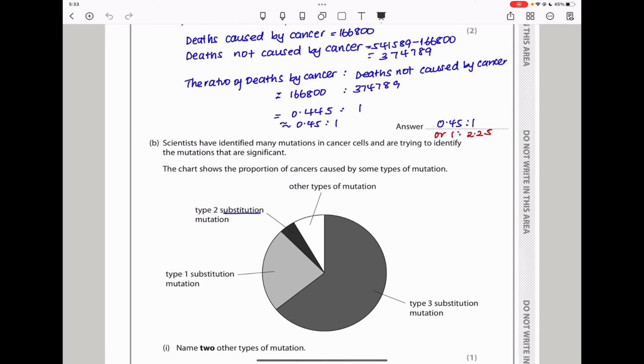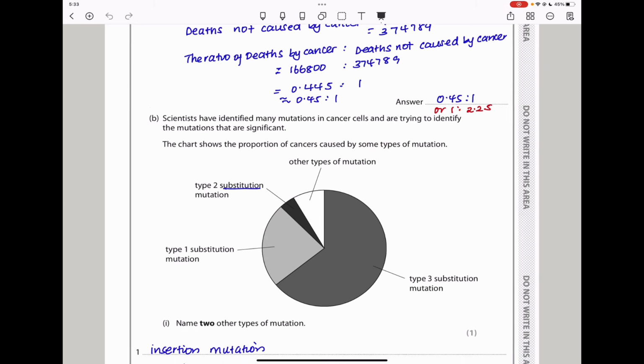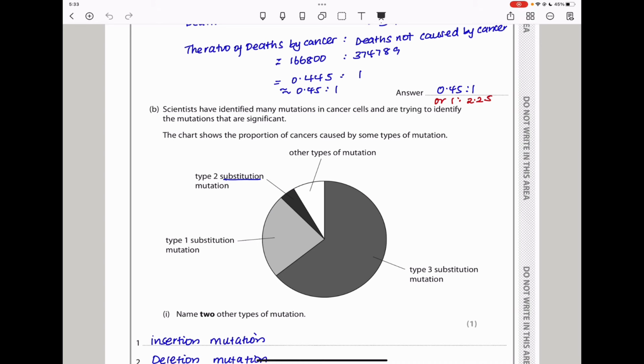So here they say scientists have identified many mutations in cancer cells and are trying to identify the mutations that are significant. The chart shows the proportion of cancers caused by some types of mutations. So when we see the pie chart here, we can see type 3 mutations have the biggest percentage, then type 1 substitution mutations. These are also substitution mutations. We have type 2 substitution mutations and the other types of mutations.